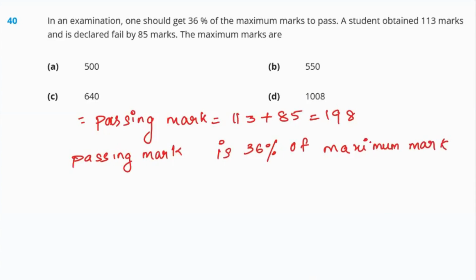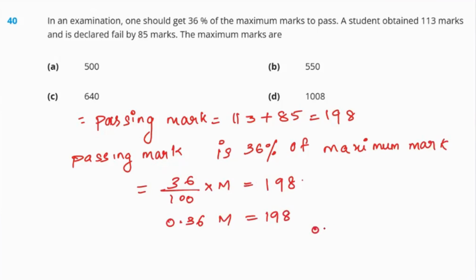Maximum mark. Here, passing mark is 36 percent of the maximum mark. That is 36 by 100 into maximum mark, which is equal to 198. We can write it like this because the passing mark is 36% of the maximum mark. So 36 by 100 is 0.36. So 0.36 into M is equal to 198, and the maximum marks M we will get as 198 divided by 0.36.